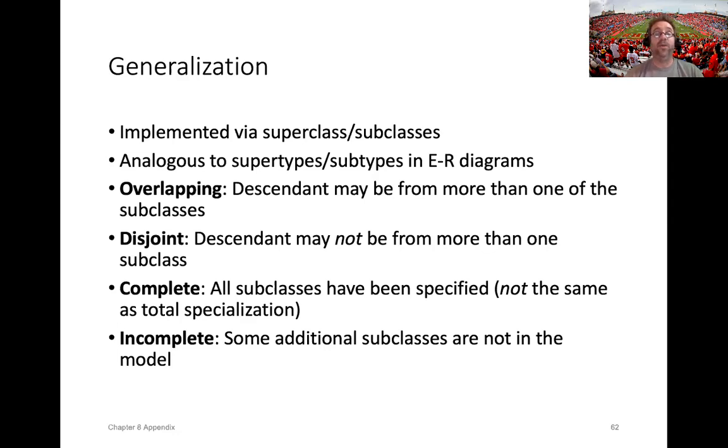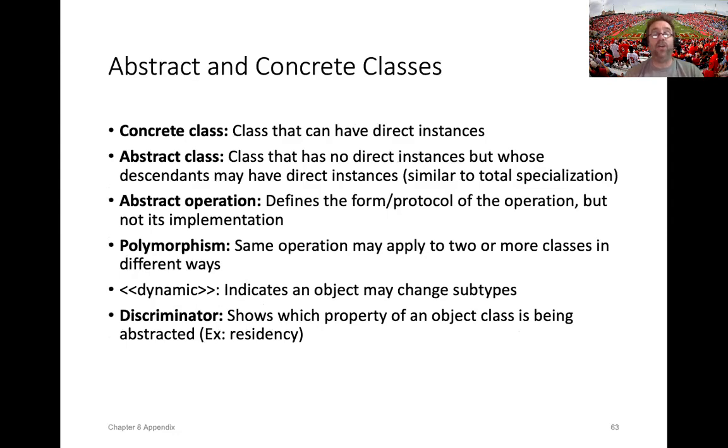We also have abstract and concrete classes. Now this is very important. There may well be a question on this in the exam. Work through this, make sure you understand it, okay? Concrete classes can have direct instances. Abstract classes: a class that has no direct instance, but whose descendants may have direct instances.